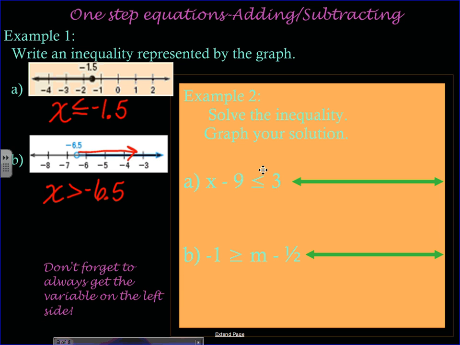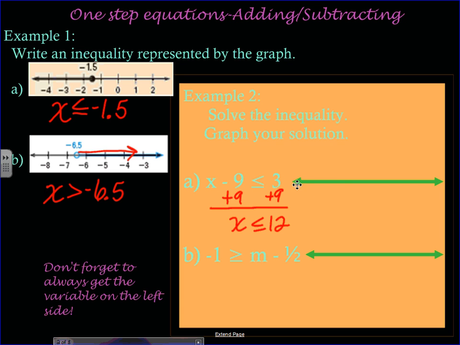It says solve the inequality and then graph your solution. Here we have a one-step inequality. So think of these just like you would if they were equations. One-step equations means that we're going to try to get the variable by itself by completing inverse operations. So we're going to look at this minus 9, and we're actually going to add 9 to each side. When I do that, I end up with x is less than or equal to 12.